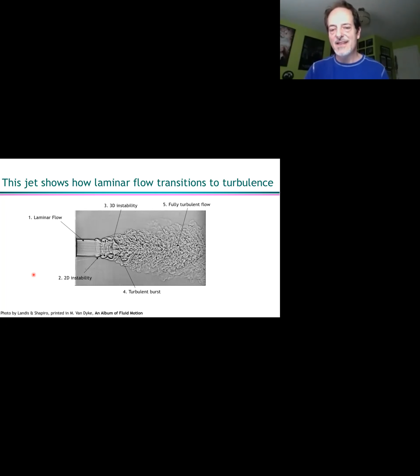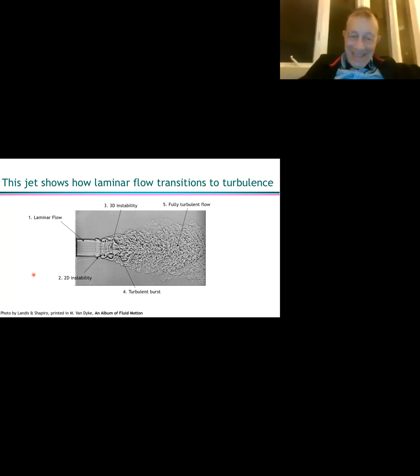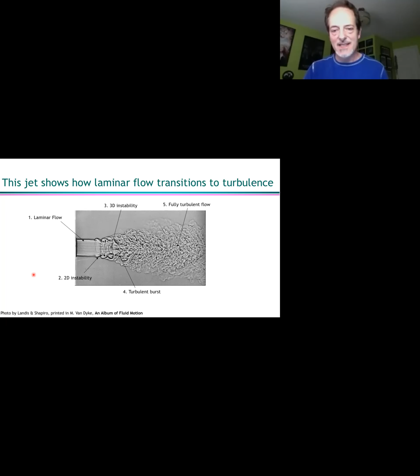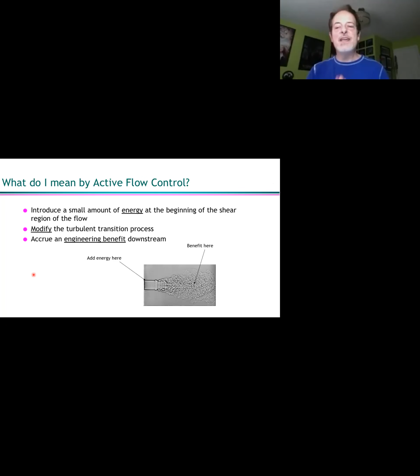All right. Let me move on because this is, again, just sort of the background to the main meat of the talk, which is active flow control. But hopefully everyone at least sort of understands this process because it is important. All right, so what do I mean by active flow control? What I mean is introducing a small amount of energy at the beginning of the shear region of the flow. And again, showing the same image, which I think is a great illustration of the turbulent transition.